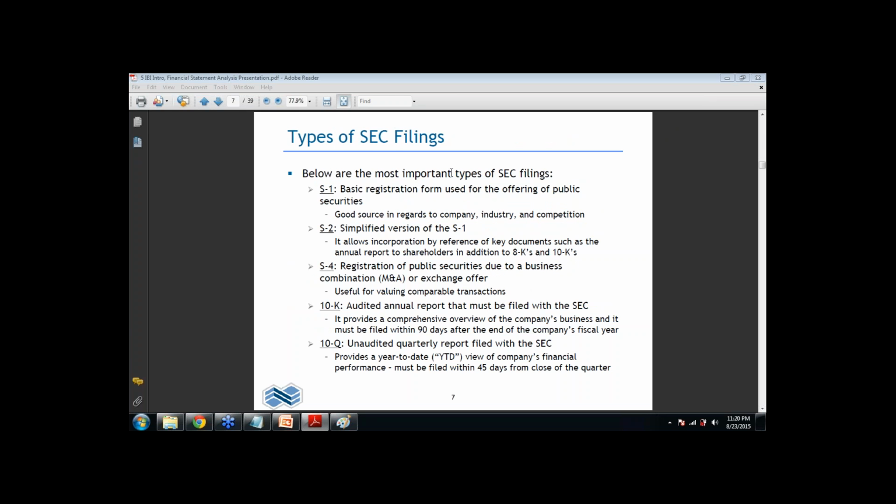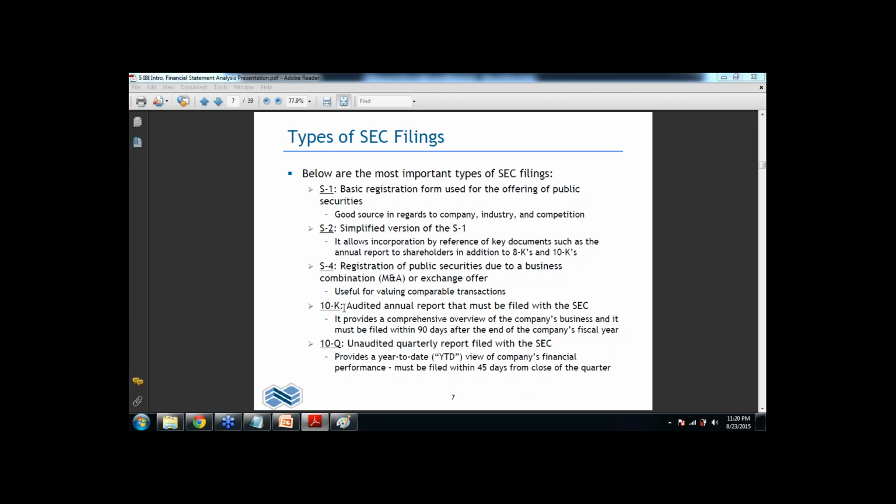Now there are certain types of SEC filing. For example, there is S1. S1 is a basic registration form used for the offering of public securities. Whenever a person has to offer public securities, this is the registration form that has to be considered. Then we have S2, a simplified version of S1. S4 is there, for the registration of public securities.